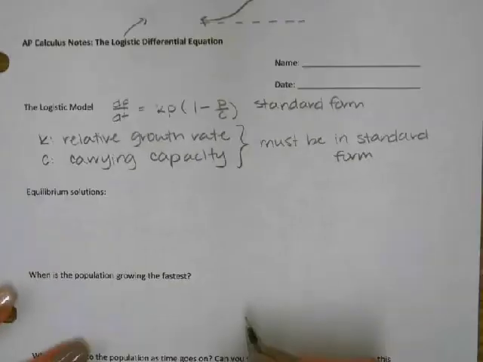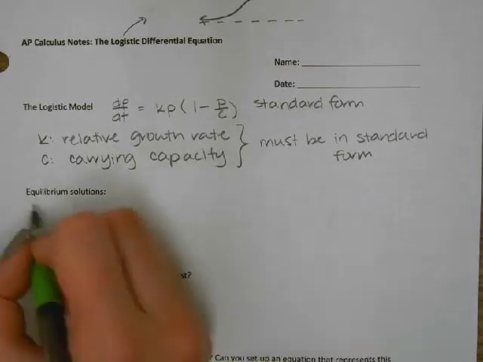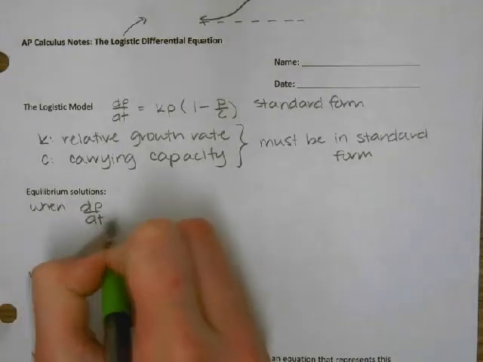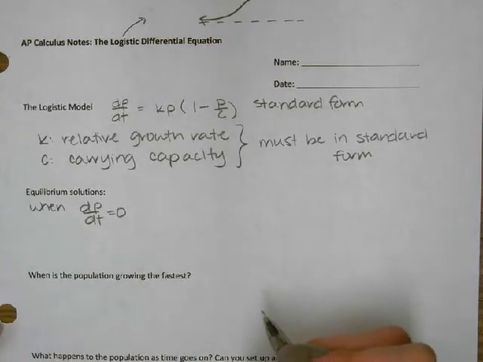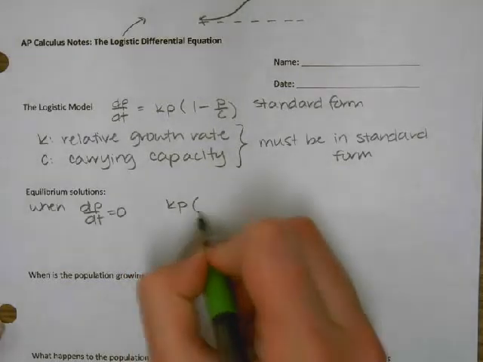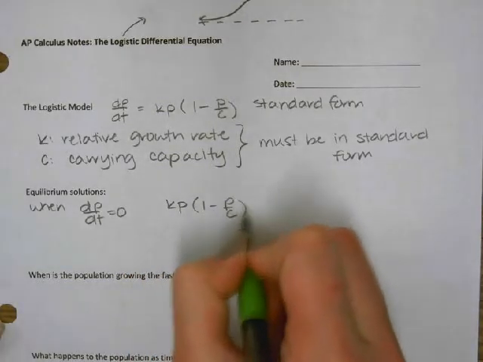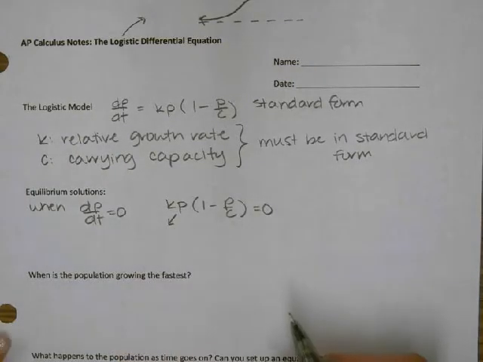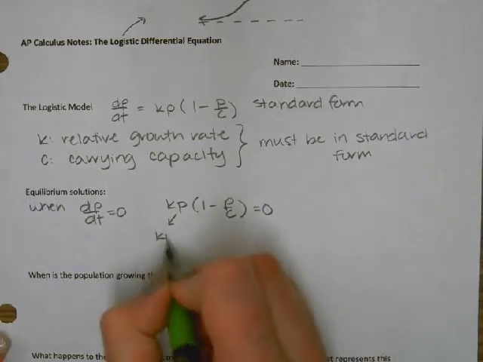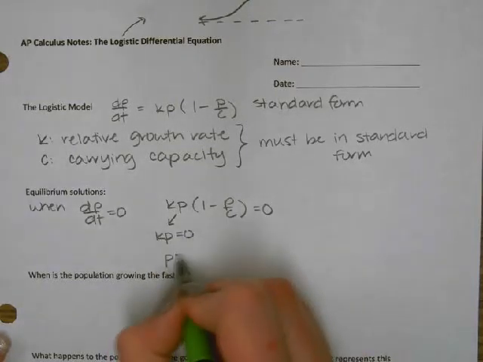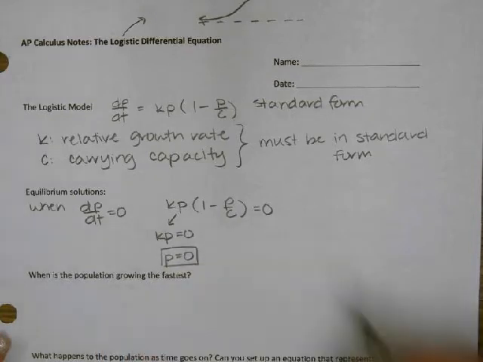So equilibrium solutions are described as when dP/dt equals 0, so when there is no growth to the population, and this is going to happen in two places. I'm just going to write out these factors. So that would be when these factors equal 0. The first place is over here. We're going to say kP equals 0, and if we divide by that constant k, we get P equals 0. So when the population is 0, it's going to stay 0, which kind of makes sense.